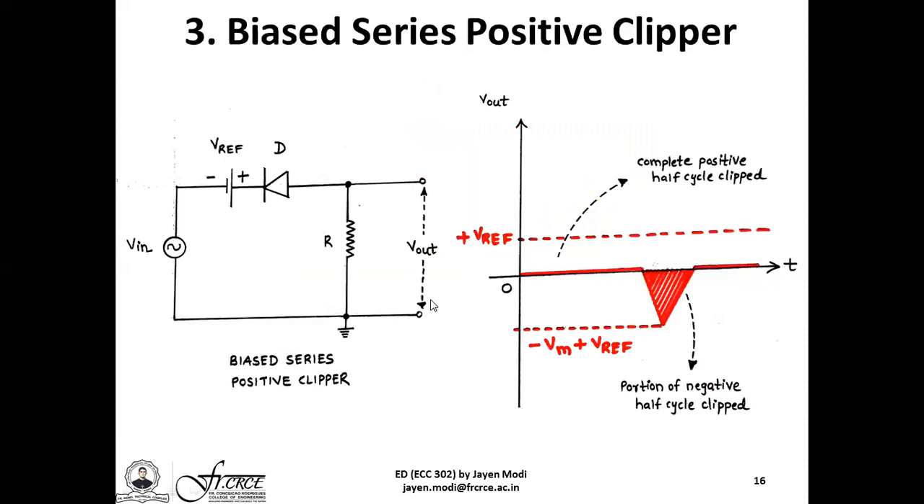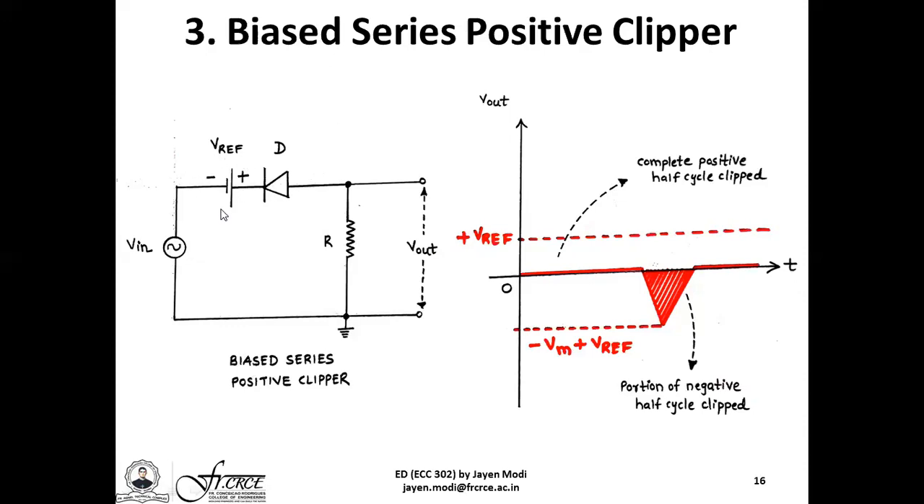The third category is the biased series positive clipper. Now this circuit is similar to the first one, the unbiased series positive clipper, with the only exception that you now see the diode has a companion in the form of a DC reference voltage, given as the value Vref. Now, as I said earlier, biased clipper circuits are very useful when you need to clip a certain portion of the AC input signal half cycle.